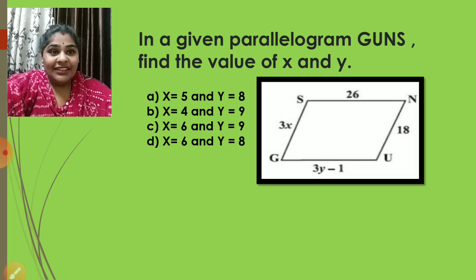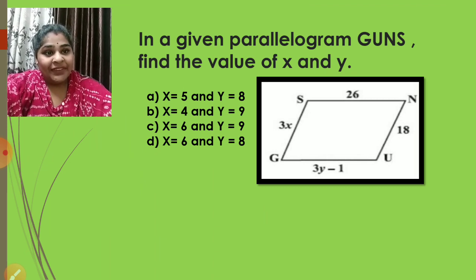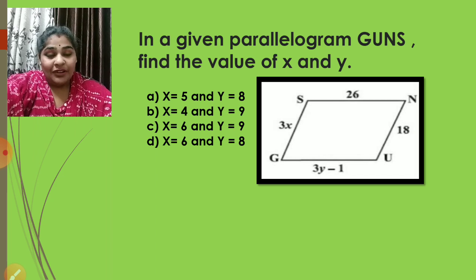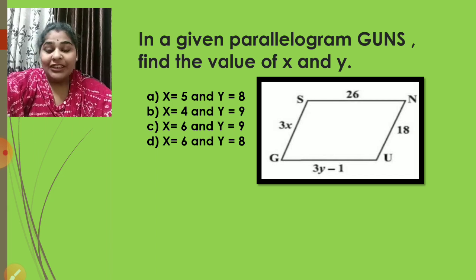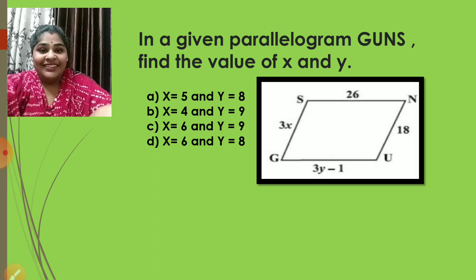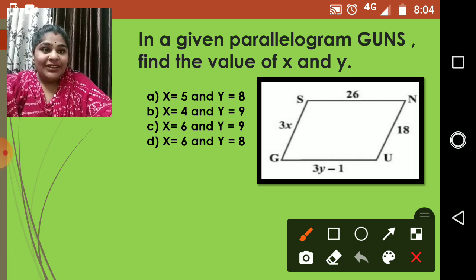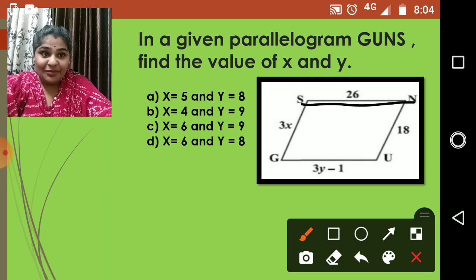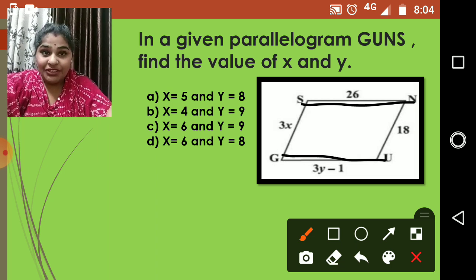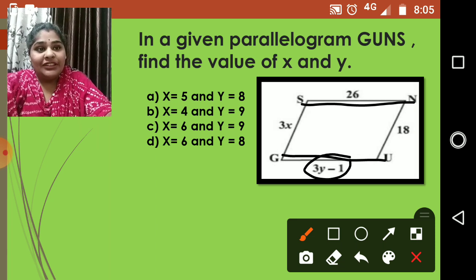In a given parallelogram GUNS, find the value of X and Y. Now children, properties of parallelogram are very important to understand. We know in parallelogram that opposite sides are equal. So now using that property, we can find the values of X and Y. So what I can do is segment SN is equal to segment GU since opposite sides are equal in parallelogram. So I will equate both the values.